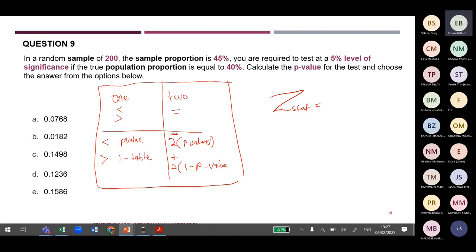And we will deal with the two-tail and one-tail separately, which means sample proportion minus population proportion divided by the square root of, or the standard error, which is the population proportion times 1 minus population proportion, divided by n. And substitute the values into the formula. Sample proportion is 0.45, minus the population proportion, 0.4, divided by the square root of 0.4 times 1 minus 0.4 divided by n.